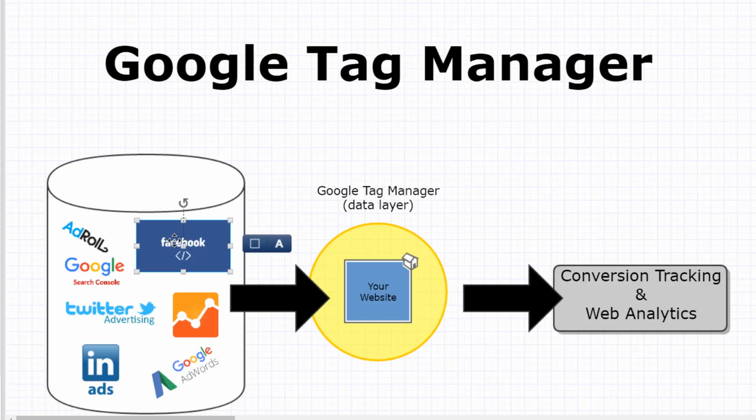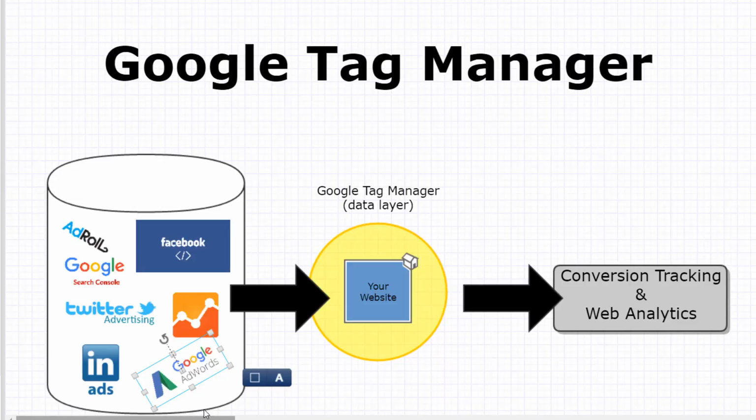So I just put some examples in here. So here's your Facebook pixel. You know, maybe you got some retargeting going on with AdRoll. You got Google Search Console, so you want to integrate that with your website so that you're verified with Google. This one's Google Analytics, so you want to have web analytics tracking your website. Maybe you're doing Twitter advertising, LinkedIn advertising, and AdWords advertising.